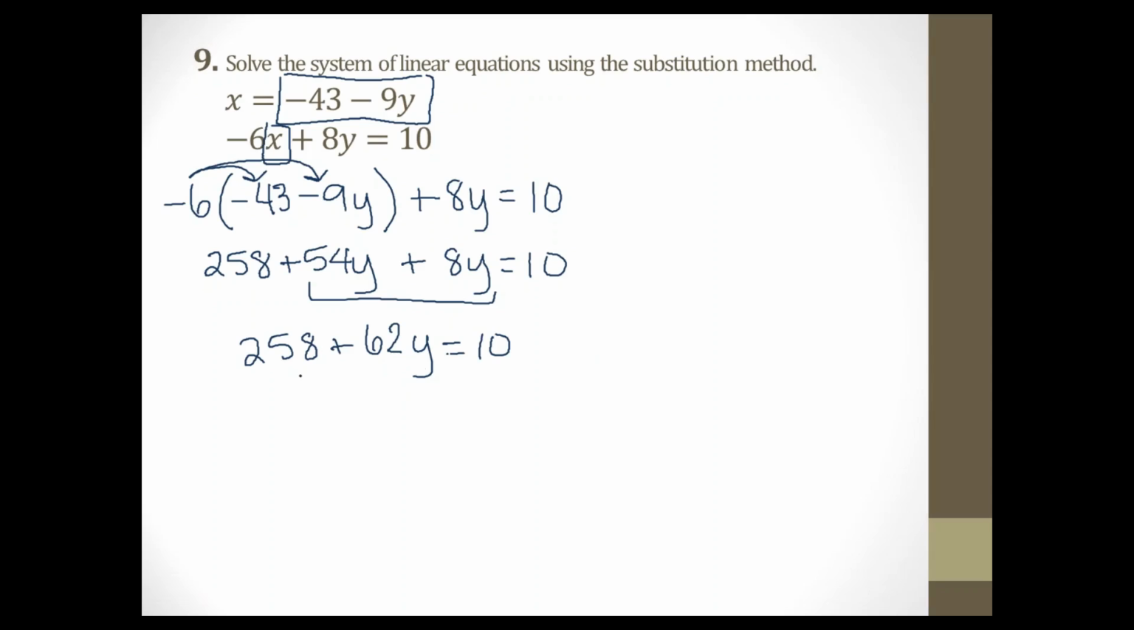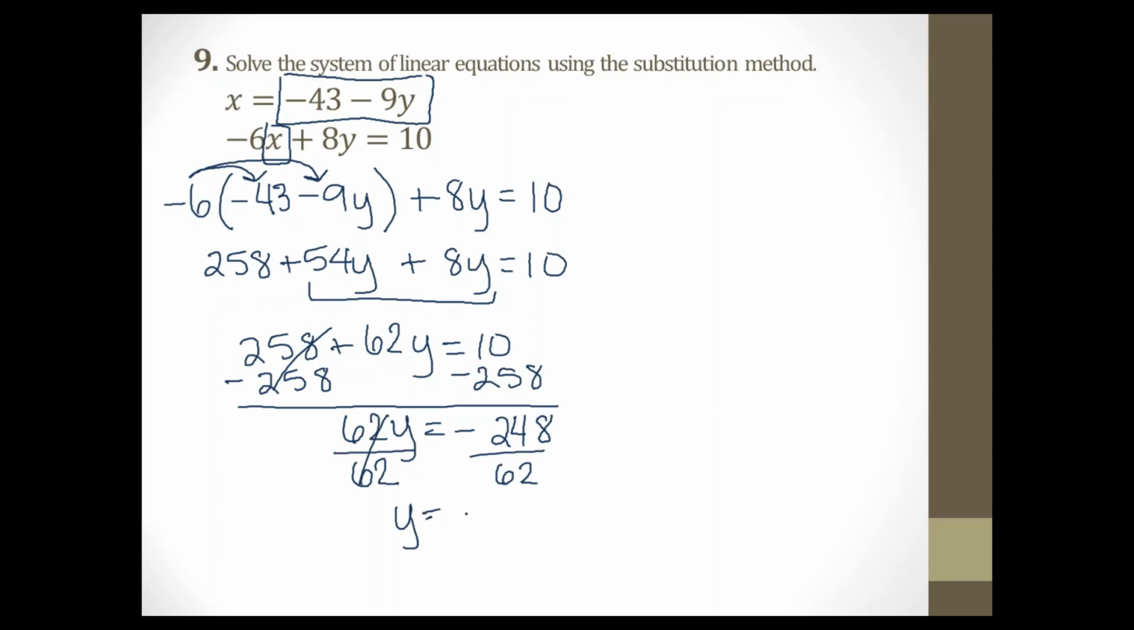So now I'm solving for y, so I'm going to subtract both sides by 258. So I'm going to have 62y equals -248. And then to solve for y, I'm going to divide both sides by 62. So y equals -4. So that's half of my solution.